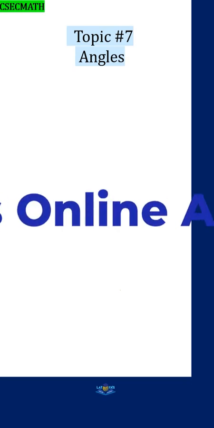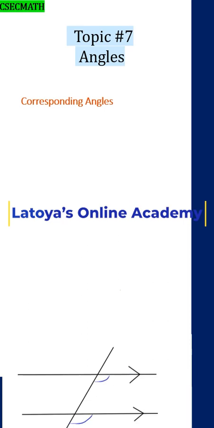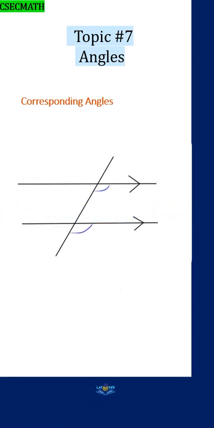Topic 7, today we'll be continuing with angles. We're on corresponding angles. Now, when a transversal cuts two parallel lines, corresponding angles are formed. Allow me to remind you what parallel lines are. Parallel lines are lines that head in the same direction and they would not intersect at any point. And a transversal is simply that line that cuts the parallel line.